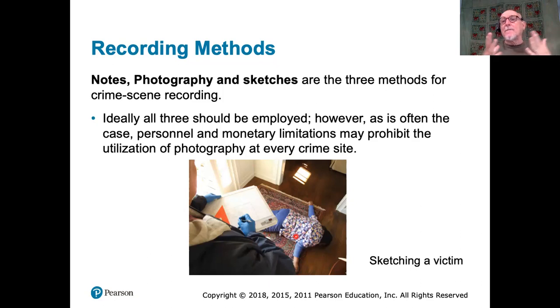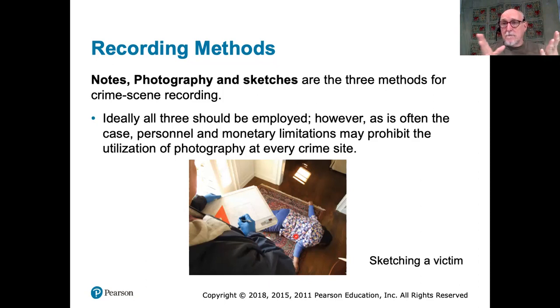The last is something that maybe you don't necessarily immediately think of, but it is in a way a form of note-taking, and that is the making of sketches. It is very, very useful to have handwritten sketches, because a sketch, the human eye can often pick up details and can pick up relationships between objects which are not obvious in a photograph.